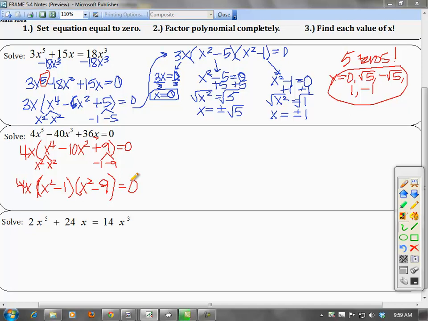Now, I'm going to take it one step further than what we did before. If I look at these x squareds, this is a difference of squares, and so is the third factor. X squared is x and x. Negative 1 is 1 and negative 1. So that tells me this 4x is in front. And if I factor this first one, I have an x plus 1, and I have an x minus 1. Okay? Same thing with the 9. X squared is x and x. Negative 9 is 3 and negative 3. So I can write this as x plus 3 and x minus 3.